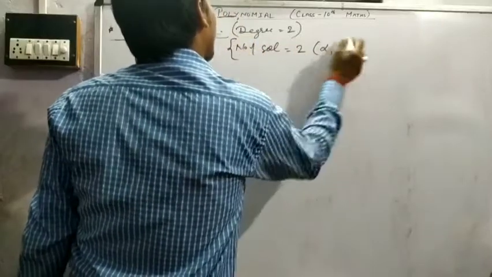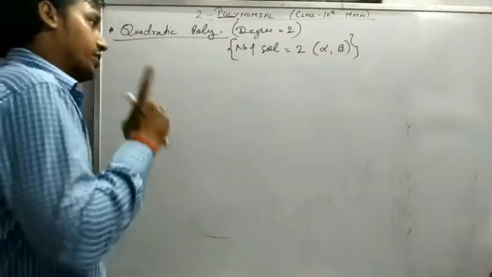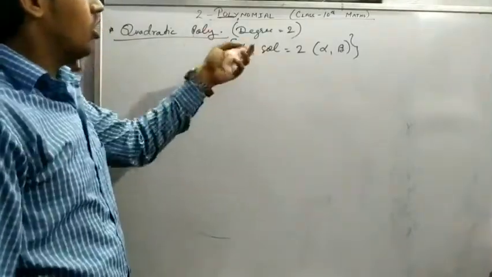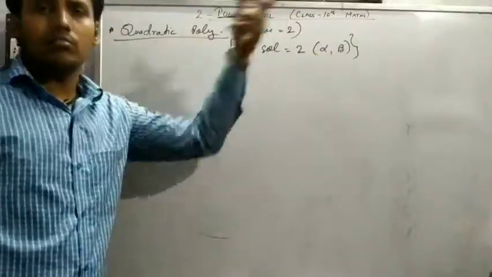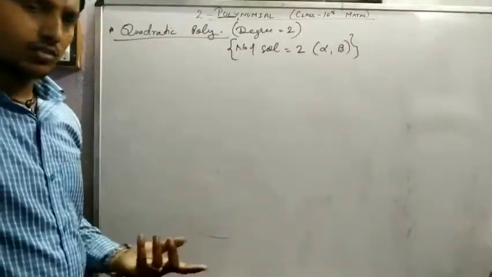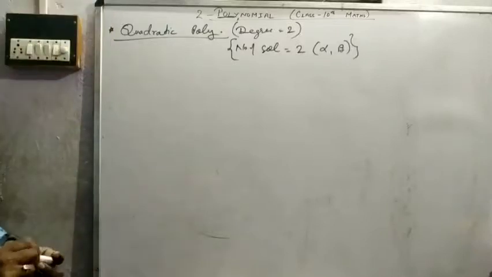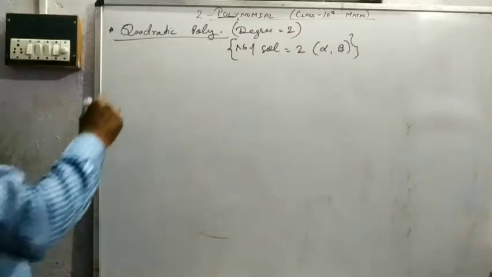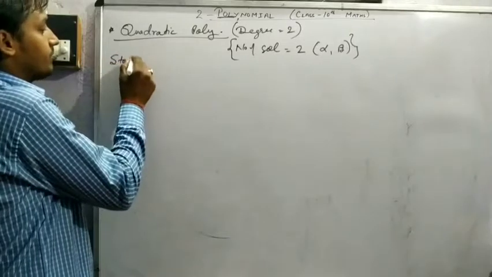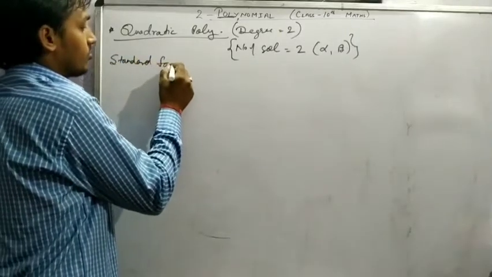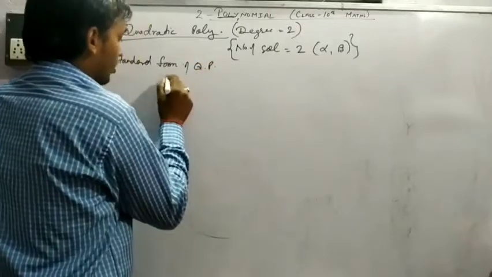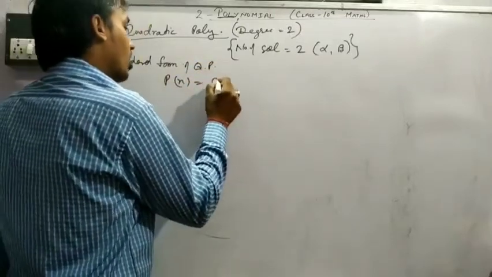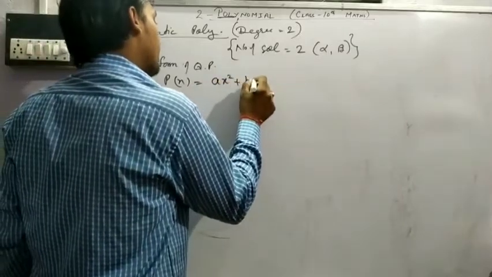In a linear polynomial we say that the number of solutions is 1 because the degree is 1, so we take only alpha. Here the degree is 2, so the number of solutions is 2, that is alpha and beta. So the standard form of a quadratic polynomial is p of x equal to ax square plus bx plus c.